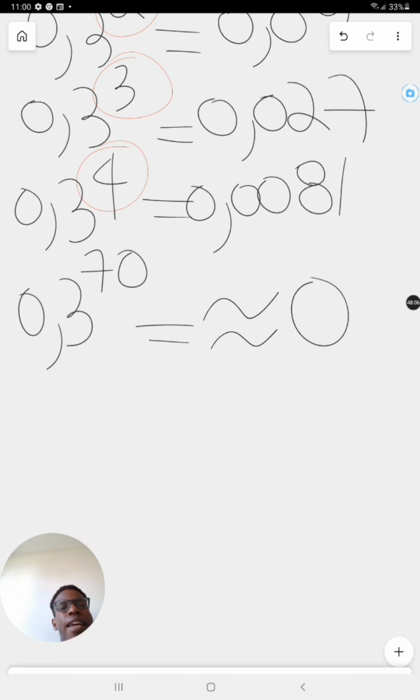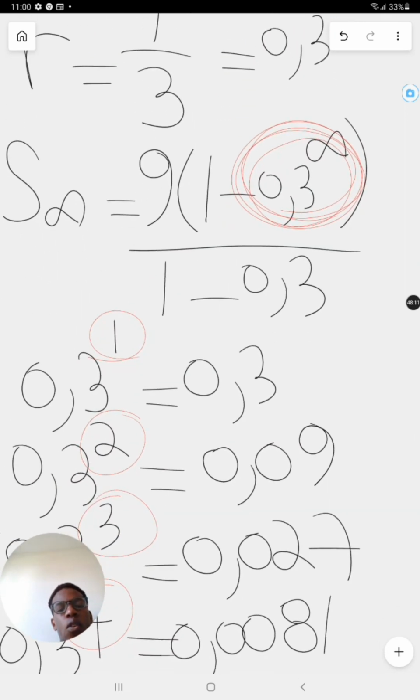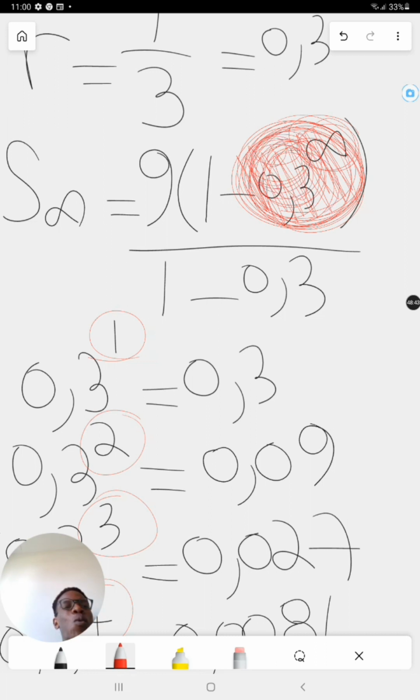So since the exponent here makes this entire value get closer and closer and closer to 0, then you will agree with me that we might as well make this entire thing 0, because infinity is very, very big. And as our exponent gets bigger and bigger, our answer here gets closer and closer to 0. So if our exponent is very big, then this will be very close to 0, that we might as well call it 0.